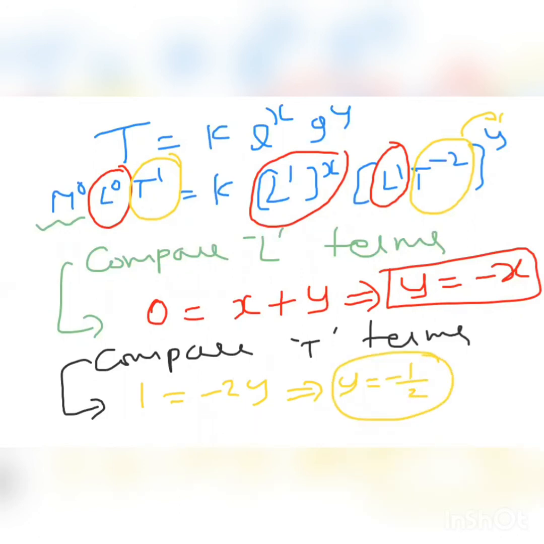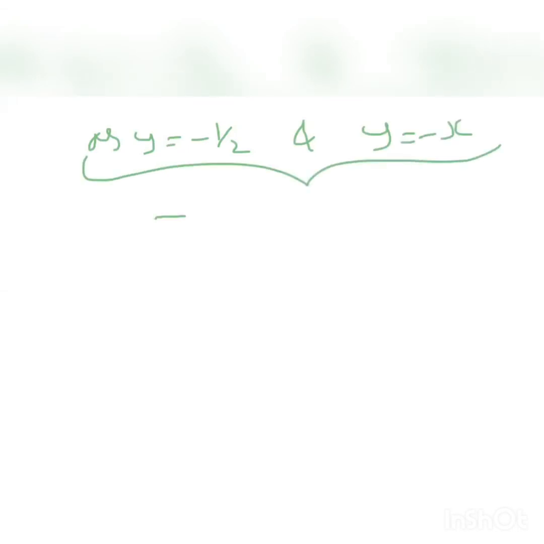Observe the two relations. Y is minus 1 by 2, and Y is equal to minus X. From these two relations I can write minus 1 by 2 is equal to minus X. So X is equal to 1 by 2.